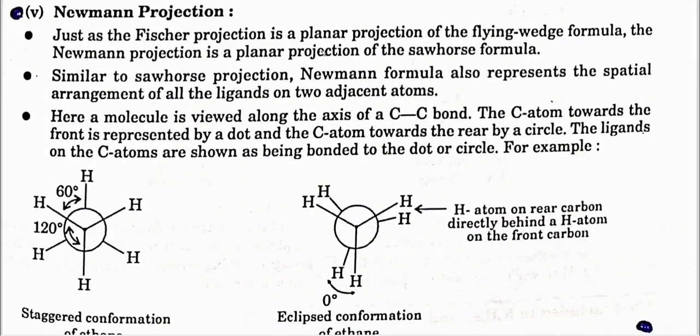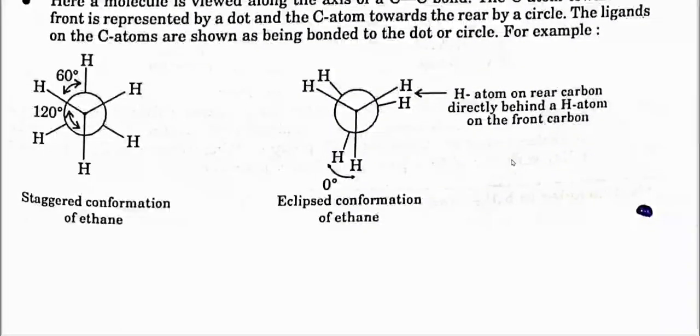Just as the Fischer projection is a planar projection of the flying wedge formula, the Newman projection is a planar projection of the Sawhorse formula. Similar to the Sawhorse projection, the Newman formula also represents the spatial arrangement of all the ligands on two adjacent atoms. Here, a molecule is viewed along the axis of the carbon-carbon bond. The carbon atom towards the front is represented by a dot and the carbon atom towards the rear by a circle. The ligands of the carbon atoms are shown as being bonded to the dot or circle. For example, staggered conformation of ethane, eclipsed conformation of ethane. H atom on the rear carbon directly behind this.